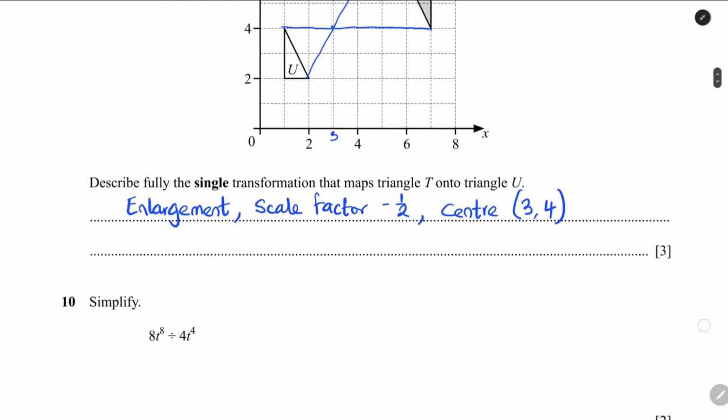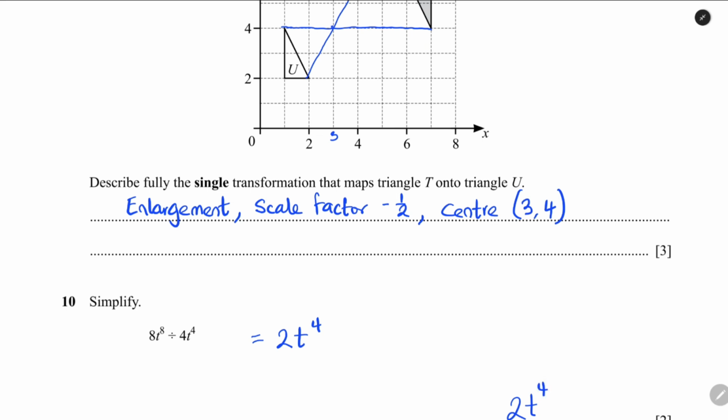Okay. And finally, for this particular video, we are simplifying this question. Here is a question that is talking about indices. Now, first and foremost, you need to deal with the numbers. 8 divided by 4, that will give you what? 2. Now, when we have the same base and the powers are here and the operator between them is division, we subtract our powers. So t raised to power 8 divided by t raised to power 4 will mean t raised to power 8 minus 4, which gives us 4. So the correct answer to this is 2t raised to power 4.